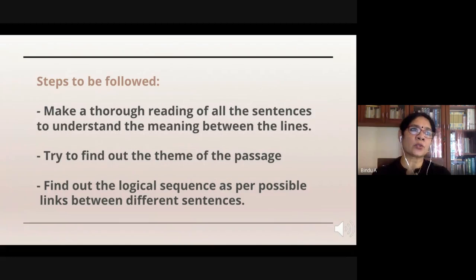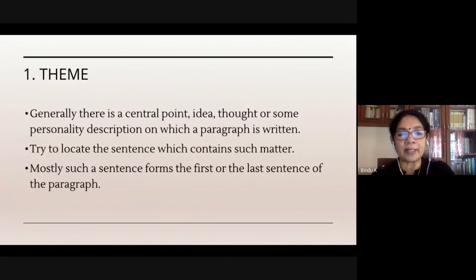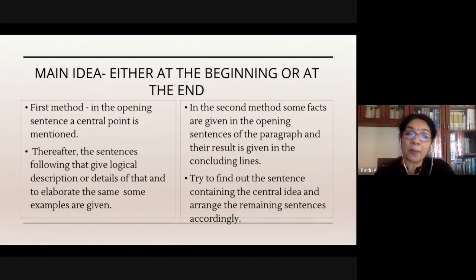But there are certain instances where you would probably be given a kind of explanation, and then in a dramatic manner, at the very end, that name or thing would be mentioned. That's another possibility, but mostly it is the other way that we write a paragraph. So let's see these two options. You identify the theme. Generally, there is a central point, idea, thought, or probably a personality about whom that paragraph is written. Locate that, and then you can guess and reason that in all probability the first or the last sentence would mention those. So place the idea at the beginning or at the end.